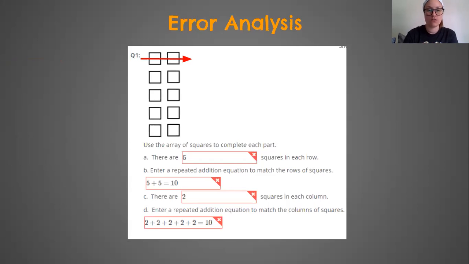So there's 1 row, 2, 3, 4, 5. But it's asking for how many squares in each row. So this student thought how many rows there were, and there were 5 rows. But how many squares are in each row? There are 2 squares in each row. So you have to be really careful to look at what the question is asking you, okay?